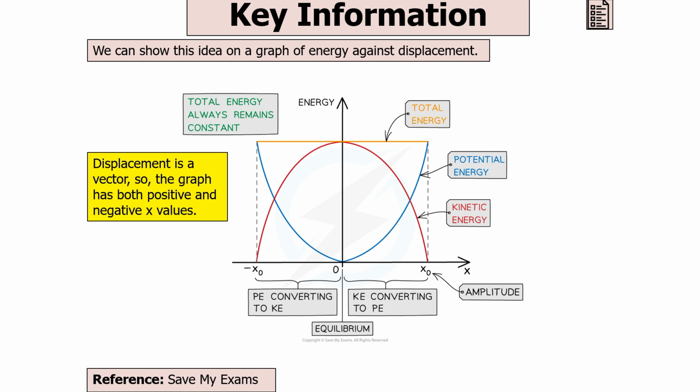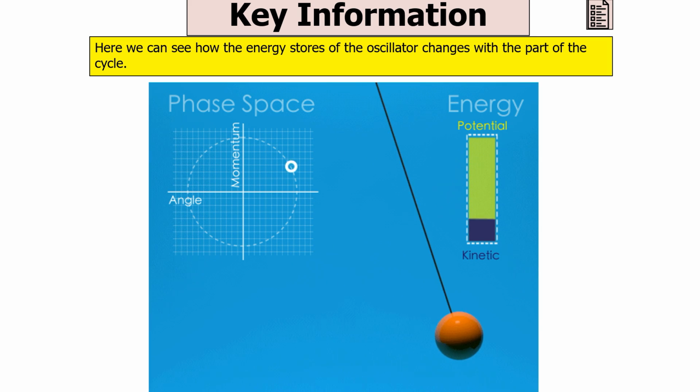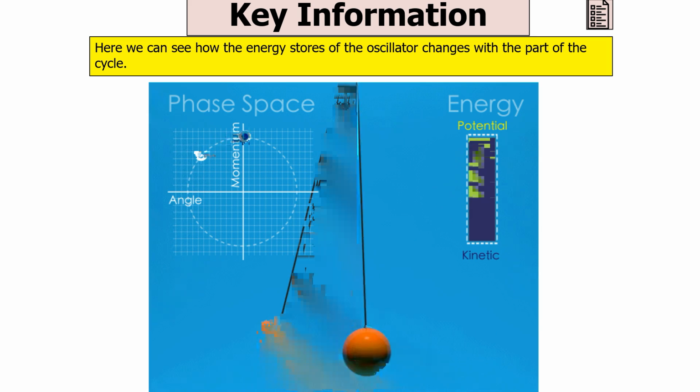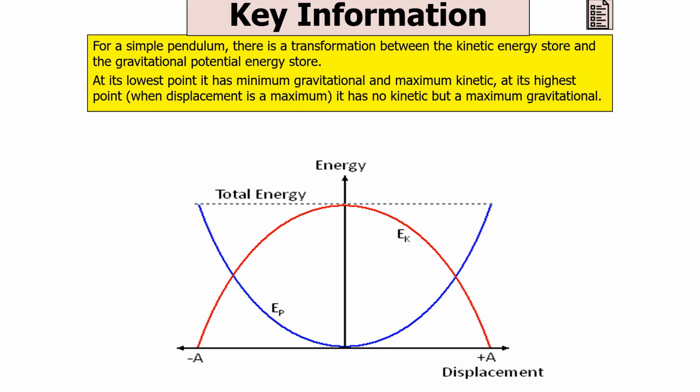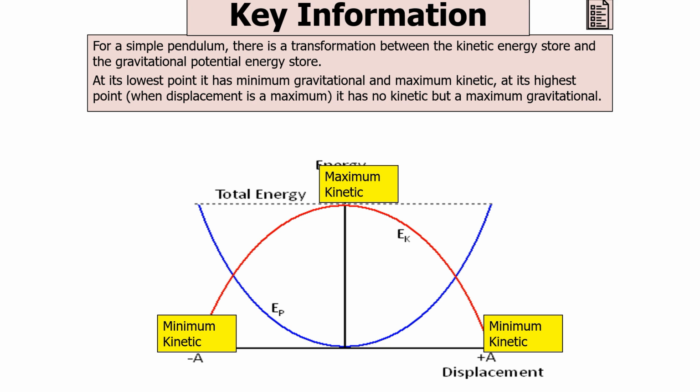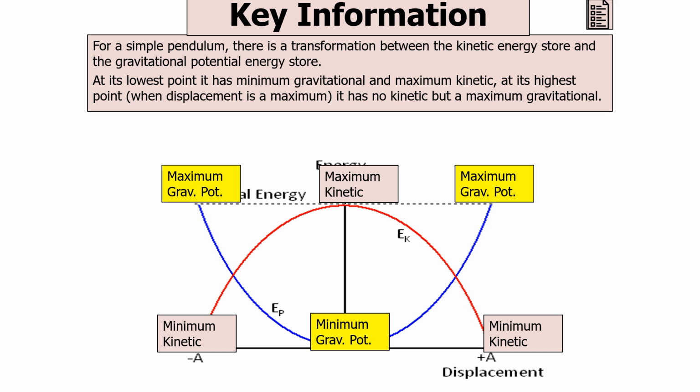Note, displacement is a vector, so the graph has both positive and negative x values, but energy store is only a scalar, so it can only be a positive value. Here we can see how the energy stores of the oscillator change with part of the cycle. For a simple pendulum, there's a transformation between the kinetic energy store and the gravitational potential energy store. At its lowest point, it has a minimum gravitational and maximum kinetic. At its highest point, where the displacement is a maximum, it has no kinetic but a maximum gravitational. So we can see here the points of minimum kinetic and maximum kinetic, and then on here the points of maximum gravitational potential and minimum gravitational potential.